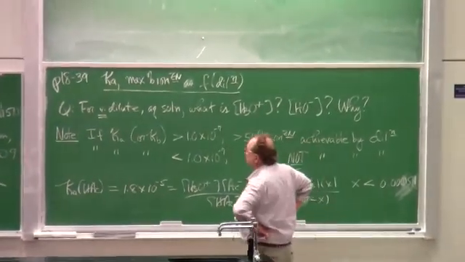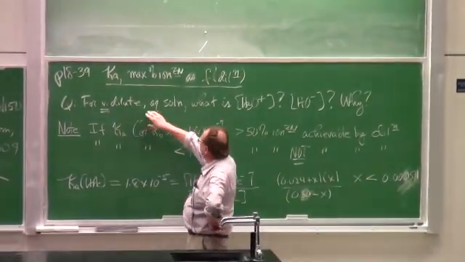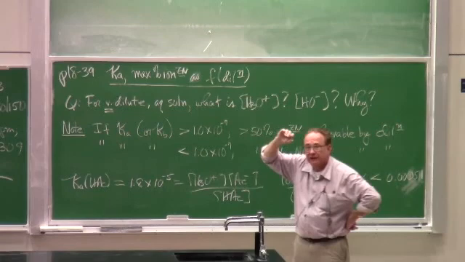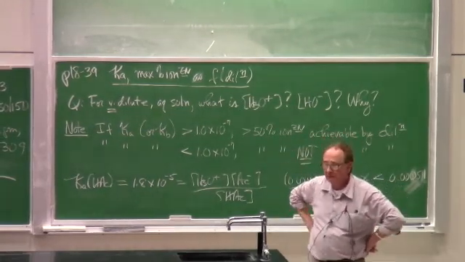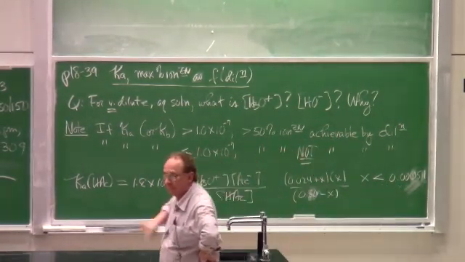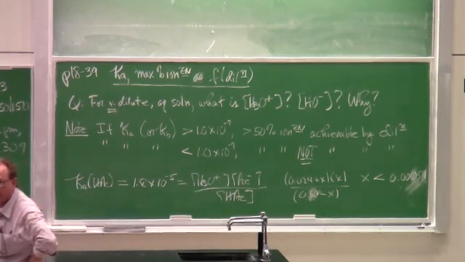So we'll start with this question. For a very, very dilute aqueous solution, what is the hydronium ion concentration? 1 times 10 to the minus 7.